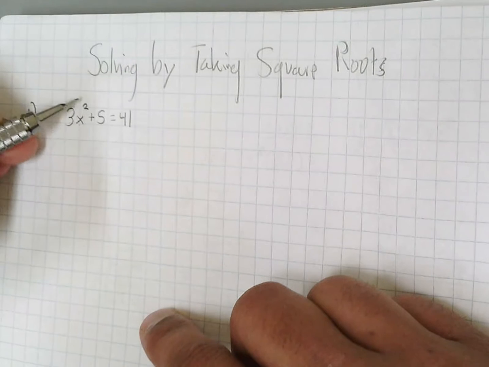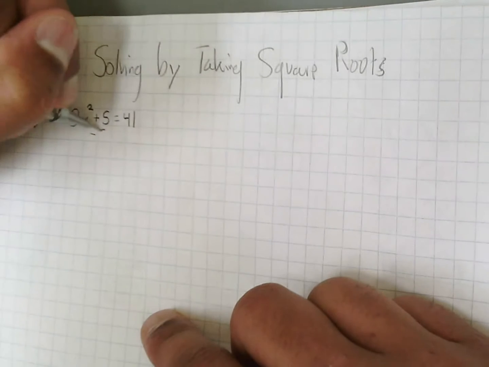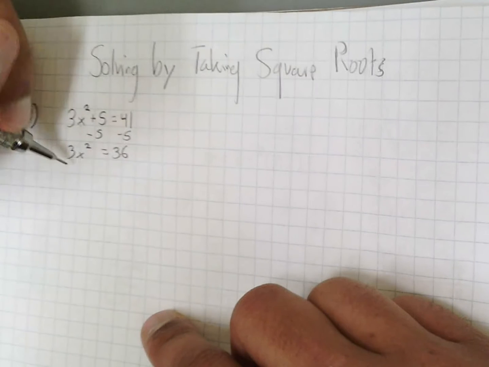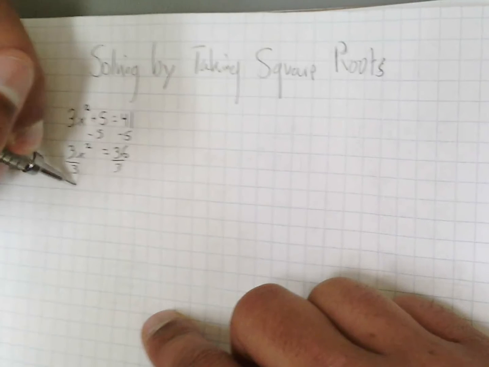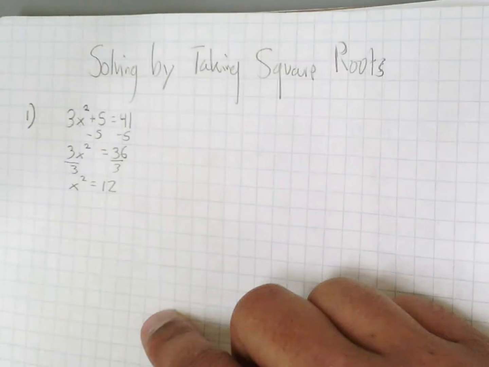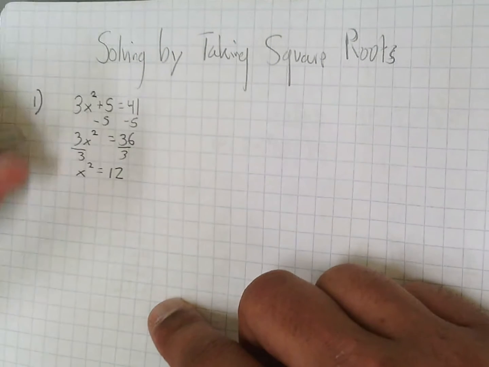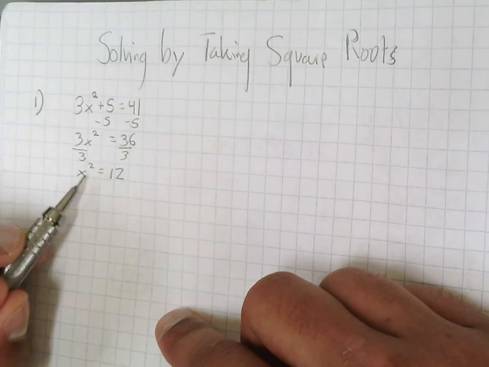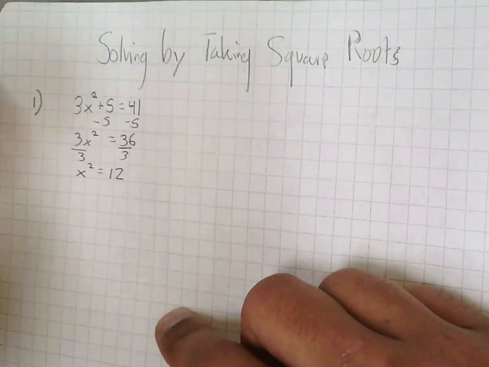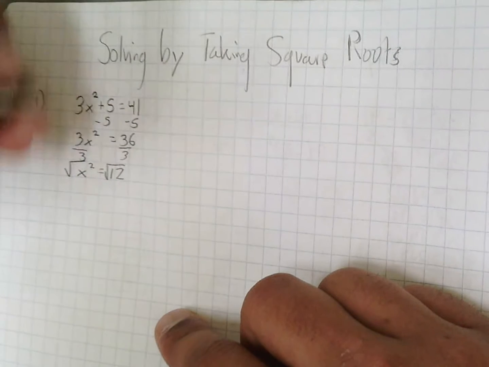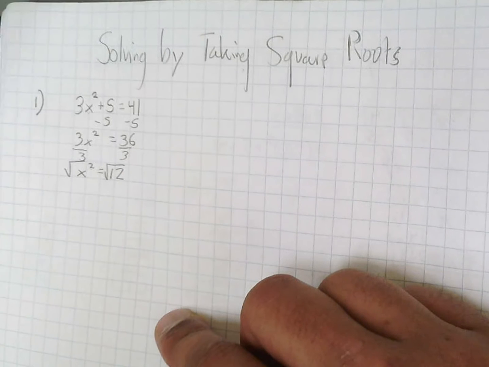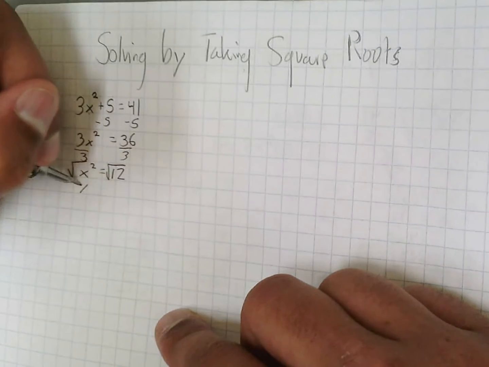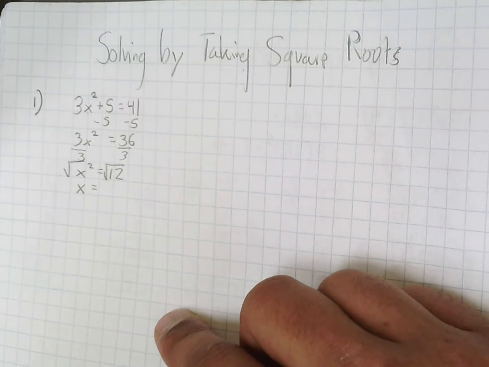We first need to isolate x squared. Just like algebra 1, I'm going to move this 5, and then I'm going to divide by 3. So now I've got x squared by itself. x squared equals 12. This is saying, what number squared is 12? Well, to undo this squared to get x by itself, we take the square root. The square root of x squared is saying, what number times itself is x squared? Well, x. And then we have the square root of 12.